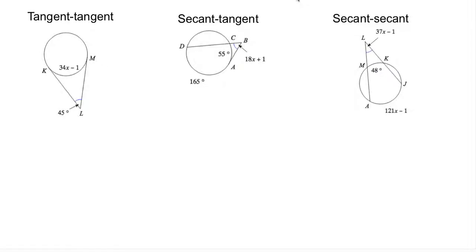Okay, so we want to look at the situation where we have tangents and secants intersecting. And here we have three examples of intersection points outside of a circle. So we have all the different combinations. We have a pair of tangents intersecting outside of the circle. We have a tangent intersecting with a secant outside of the circle. And we have two secants intersecting outside of the circle.